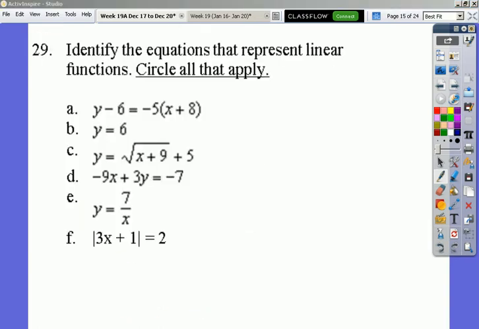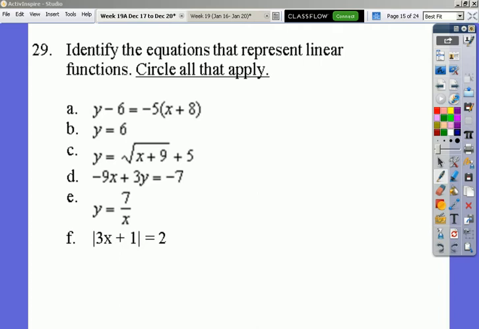This says identify the equations that represent linear functions. Circle all that apply. You will absolutely have an all-that-apply one. Is the first one a linear equation? Somebody says no. No, it's not. How do you tell if that is a linear equation? That's a great question. There are a couple ways we can tell whether or not something is a linear equation.